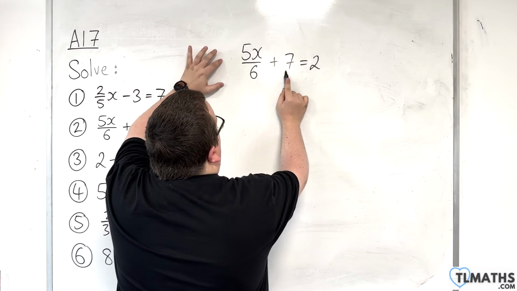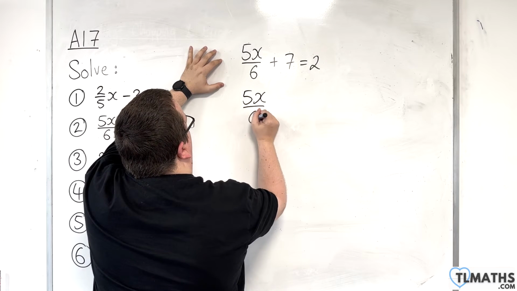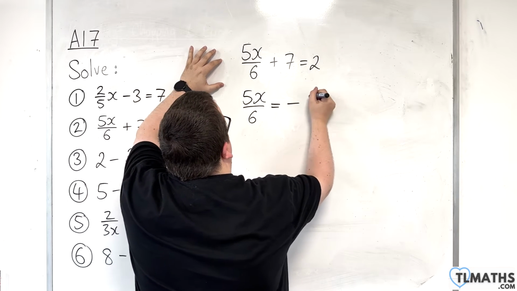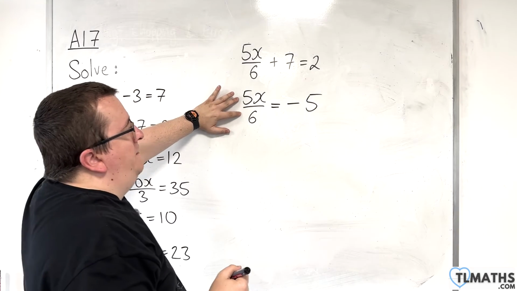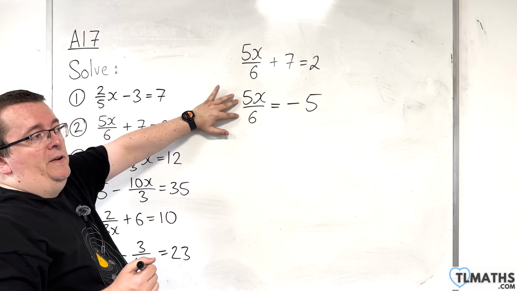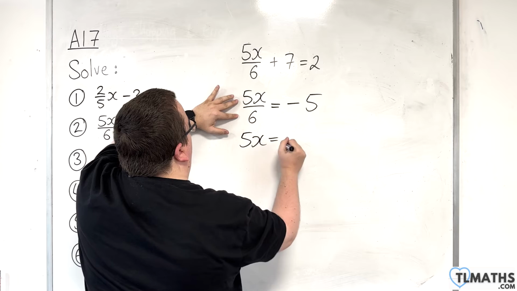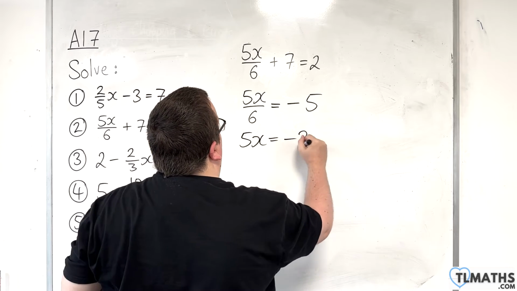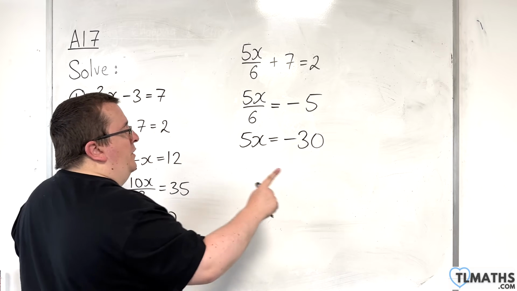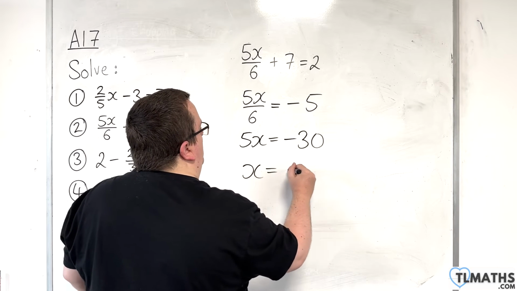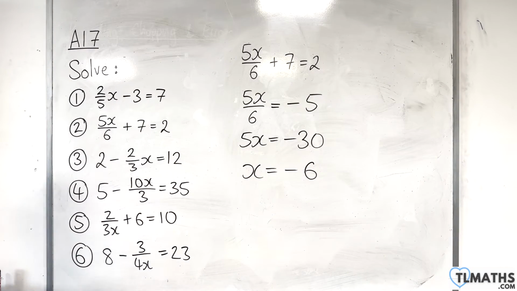So we've got this plus 7 here, so I'm going to subtract 7 from both sides first. So 2 take away 7 is minus 5. Then, because I've got the 5x over 6, I'm going to multiply both sides by 6 first to get rid of the 6 in the denominator. So 5x on the left-hand side, minus 5 times 6 is minus 30. And then we've got 5x, so 5 times x, so we divide both sides by 5. So we get x is equal to negative 6. And that's our answer for number 2.